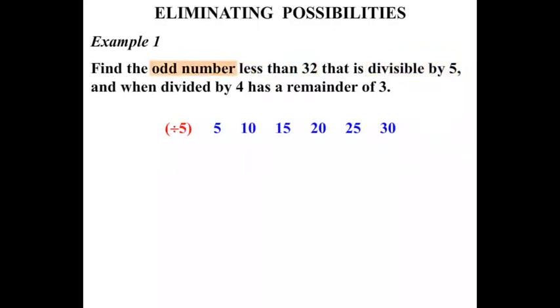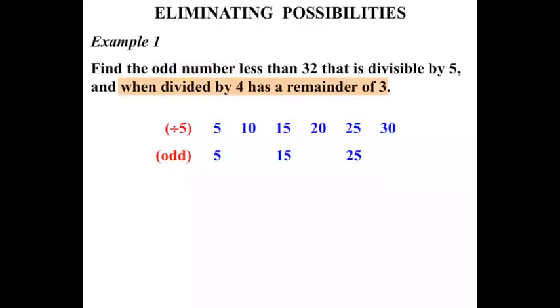We're also told that it is an odd number. So the odd numbers, let's see. Well, out of those numbers, which ones are odd? Well, the 5, the 15, and the 25. So we're eliminating some already. We're down to 3 possible numbers.